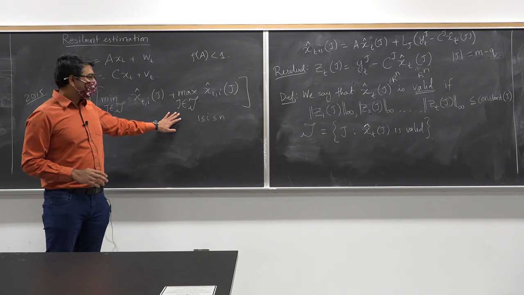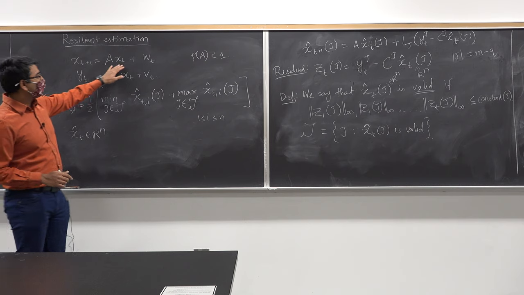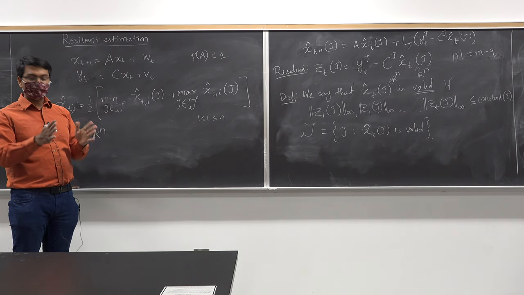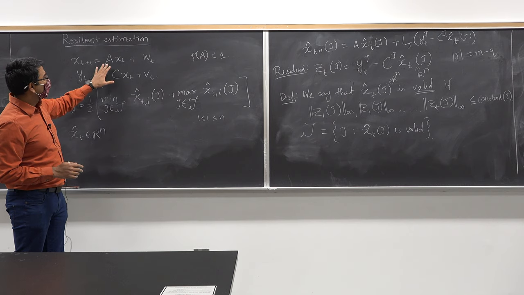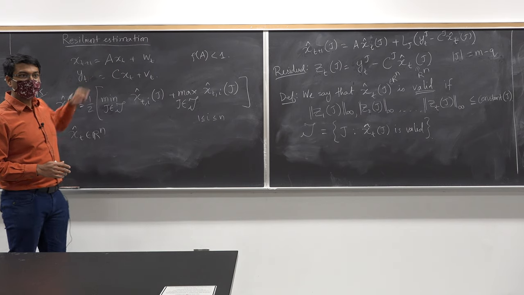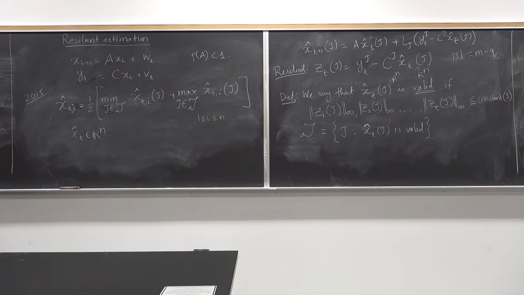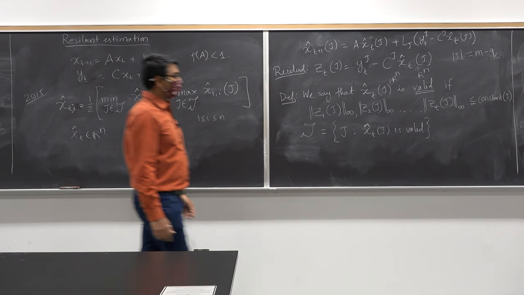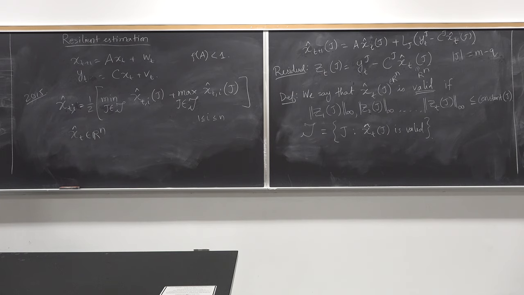Okay. So this is known as resilient estimation. It is resilient because it doesn't matter what the adversary does, as long as it's sticking to only Q sensors out of M. Your estimate will always be resilient in the sense that you will always be close to X_t. This X hat t will be close to X_t, provably, as long as all those assumptions are met in your problem.